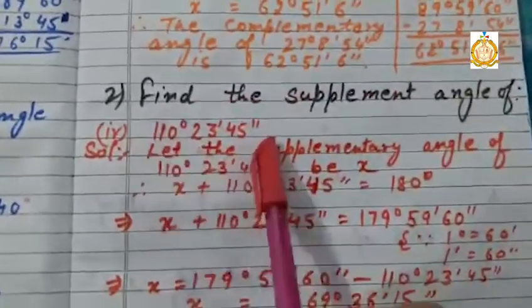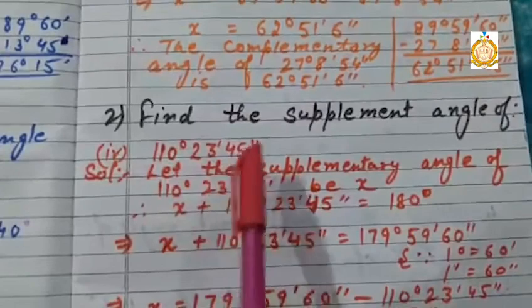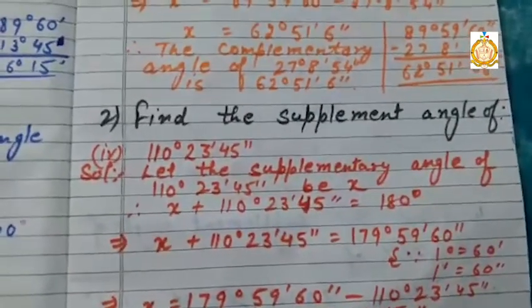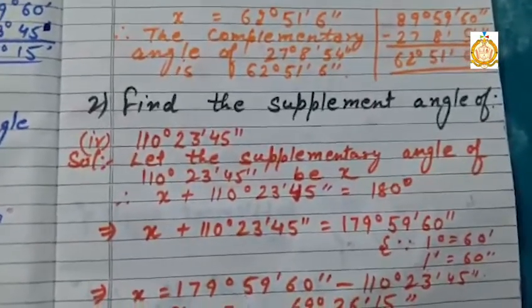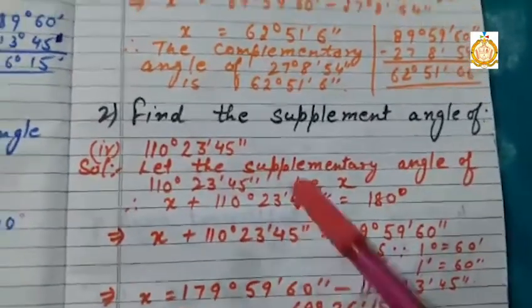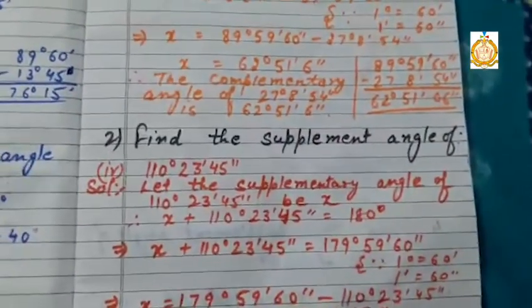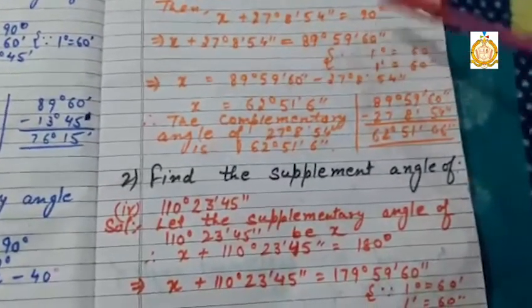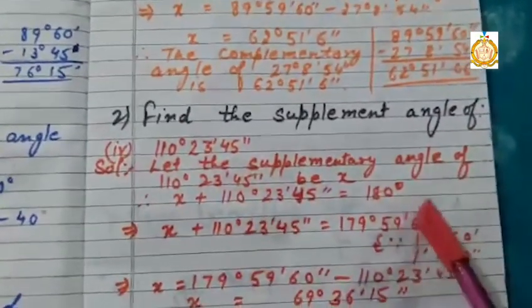Now next sum is we have to find the supplementary angle of this one. Again, this is given in the degree, minute and second notation. What are supplementary angles? Yes, the angles whose sum is 180 degree are supplementary angles. We have to do the sum in a similar manner, but here, where angles were complementary, they summed up to give 90 degree, while supplementary angles would sum up to give 180 degree.